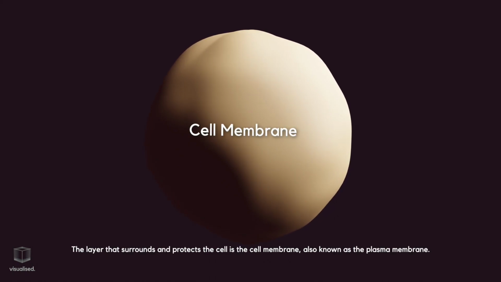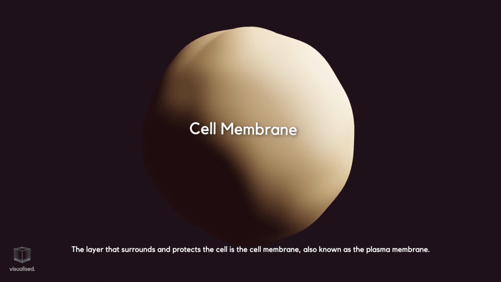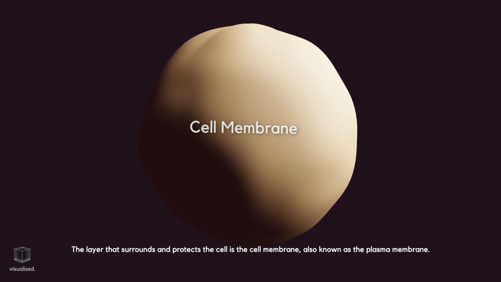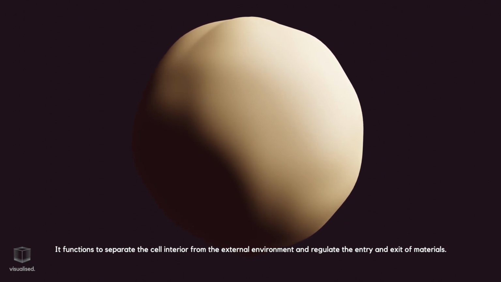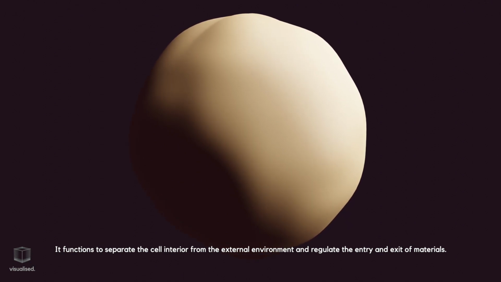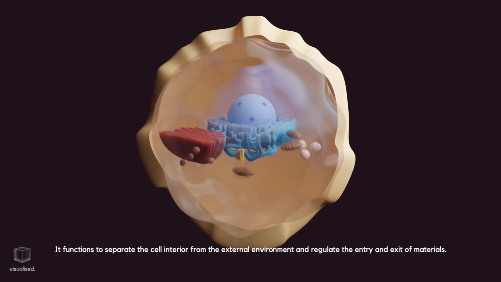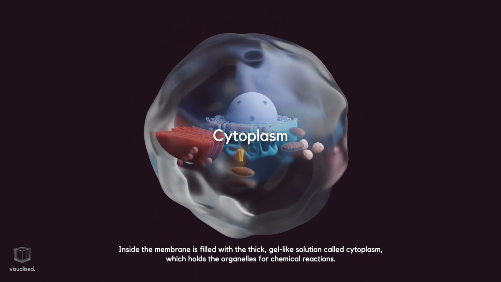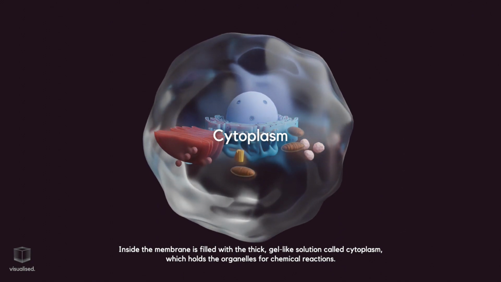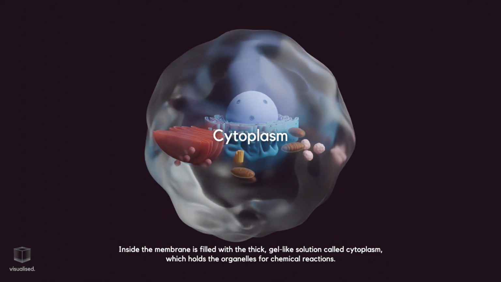The layer that surrounds and protects the cell is the cell membrane, also known as the plasma membrane. It functions to separate the cell interior from the external environment and regulate entry and exit of materials. Inside the membrane is filled with a thick, gel-like solution called cytoplasm, which holds the organelles for chemical reactions.